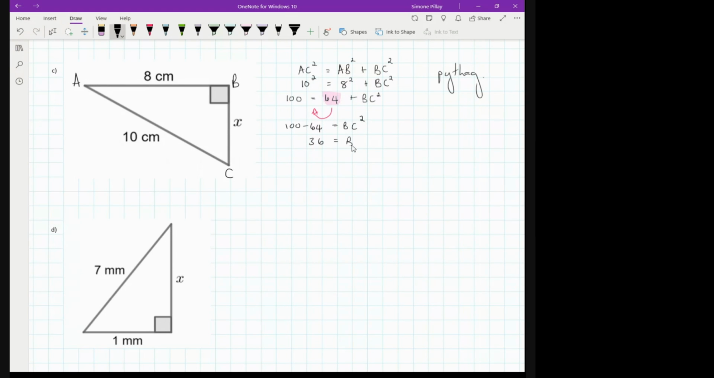Equals BC squared. So in order to get rid of our squared, we're going to square root both sides. The square root of 36 is 6, equals BC, and then we can swap it around because it looks neater that way. Therefore, BC equals 6. 6 what? 6 centimeters. Thank you very much.